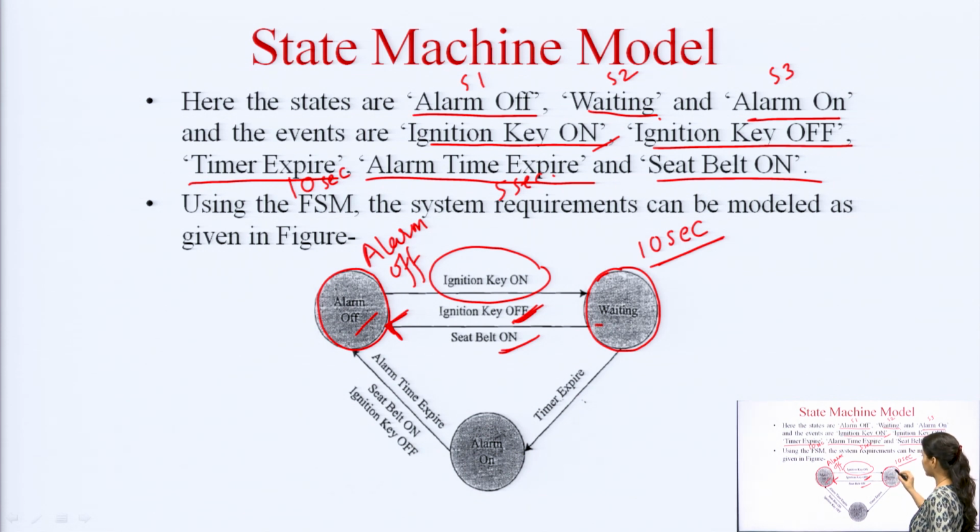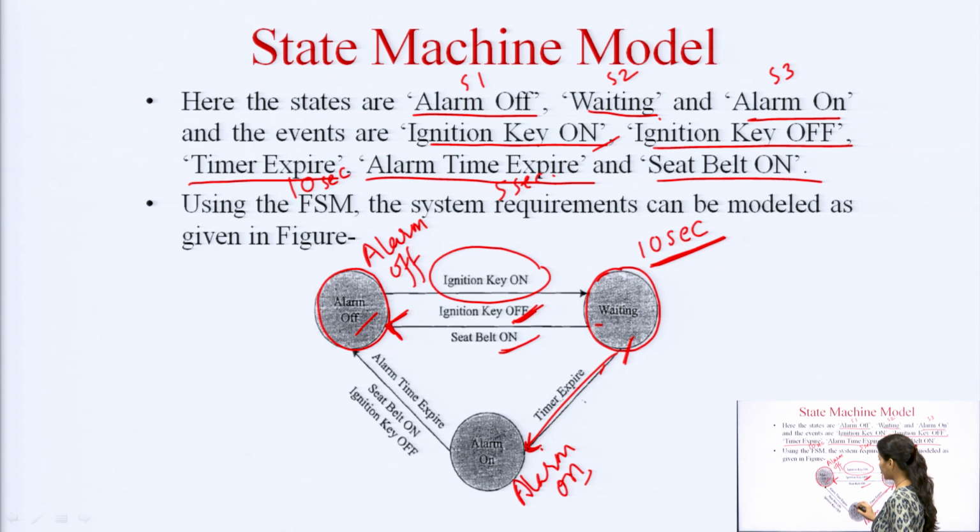But if after the waiting state the timer has expired, then the alarm will be off. So, this is the waiting state, this is alarm on. If the timer expires, that is, the 10 seconds of waiting time is expired, then the alarm will be on. So, in this state the alarm will be on.